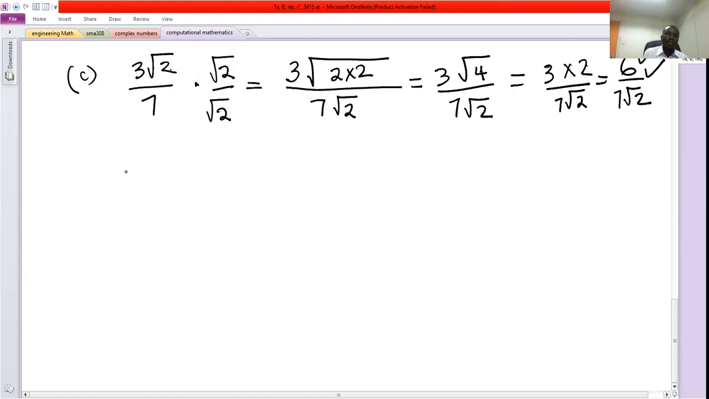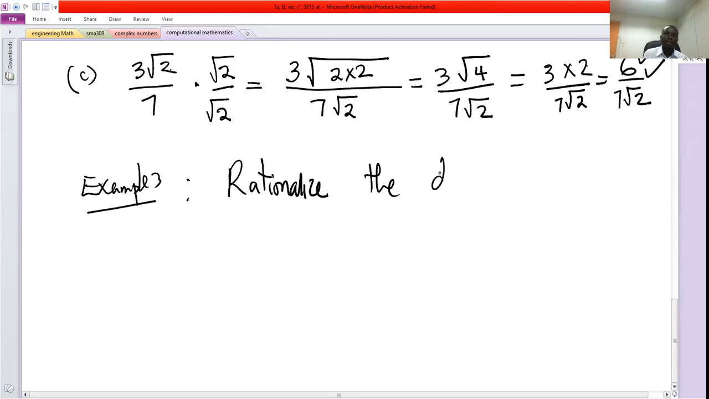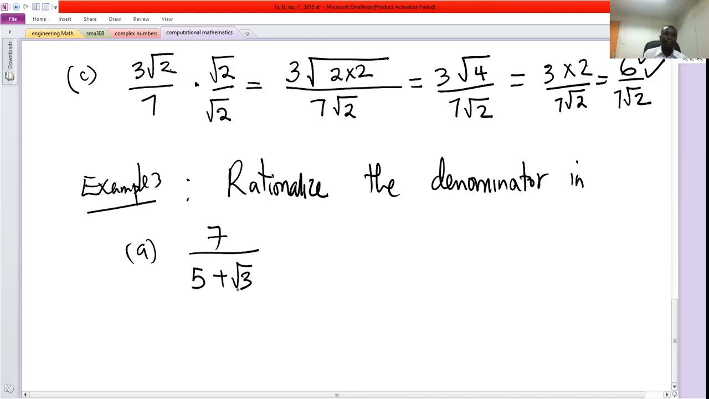And then, next question, next example. So example 3, rationalize the denominator. The first question is 7 over 5 plus root 3.